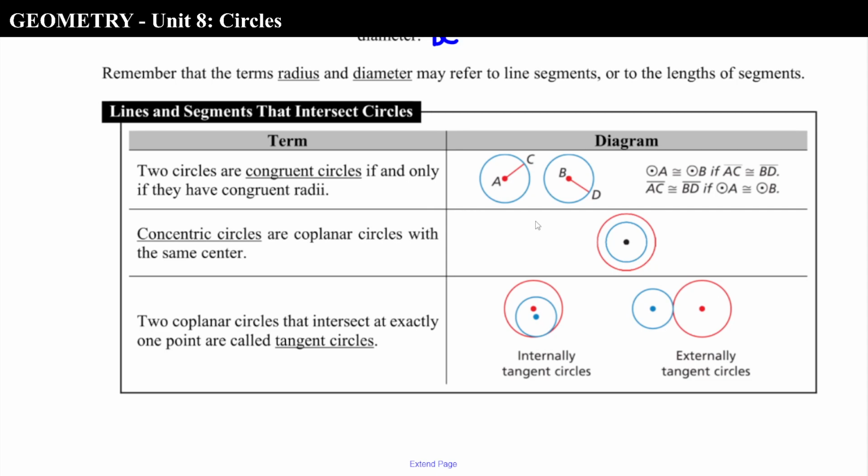Concentric circles are coplanar circles with the same center, and two coplanar circles that intersect at exactly one point are called tangent circles. So here we have internally tangent circles, here we have externally tangent circles.